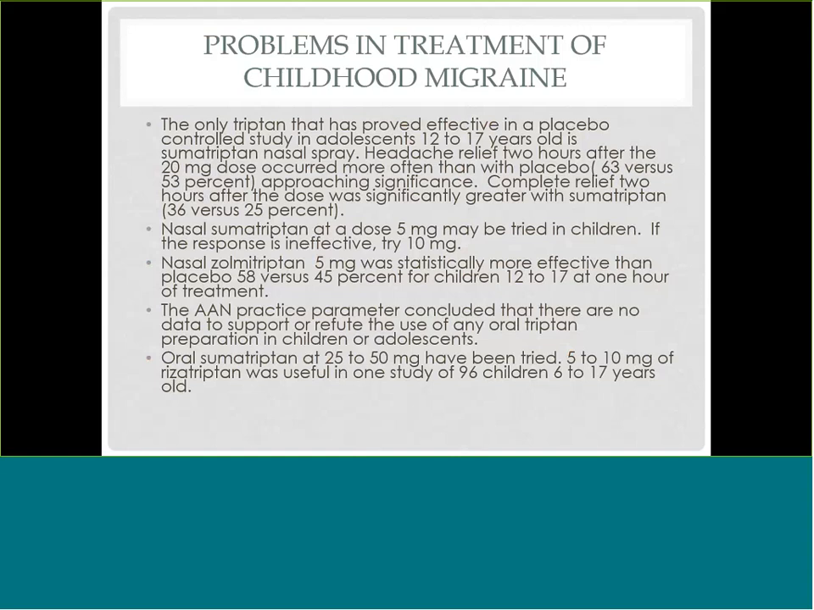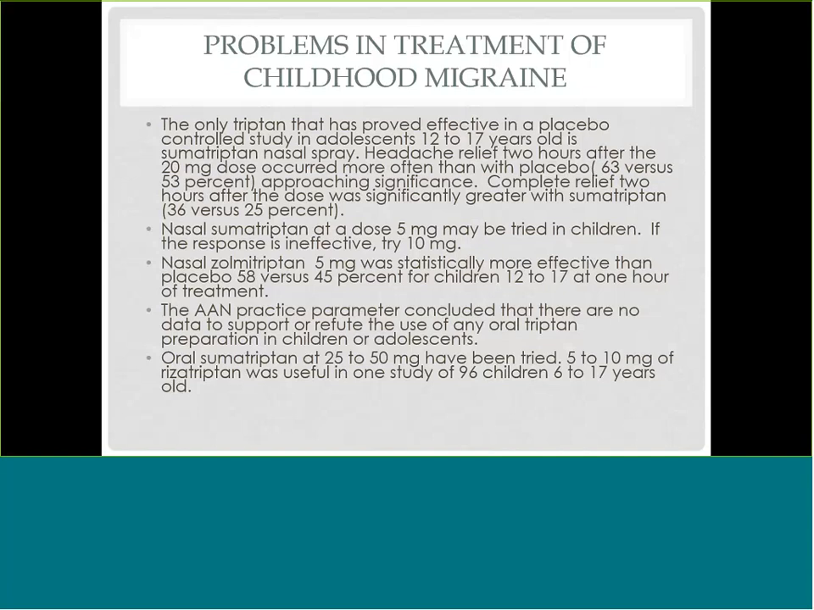So what are the problems in treating childhood migraine? First of all, the oral triptans have not been officially approved for patients under 18 because it's hard to prove their effectiveness. The only triptan that has definitely been proven to be effective in a placebo-controlled study in adolescents, 12 to 17 years of age, is sumatriptan nasal spray.